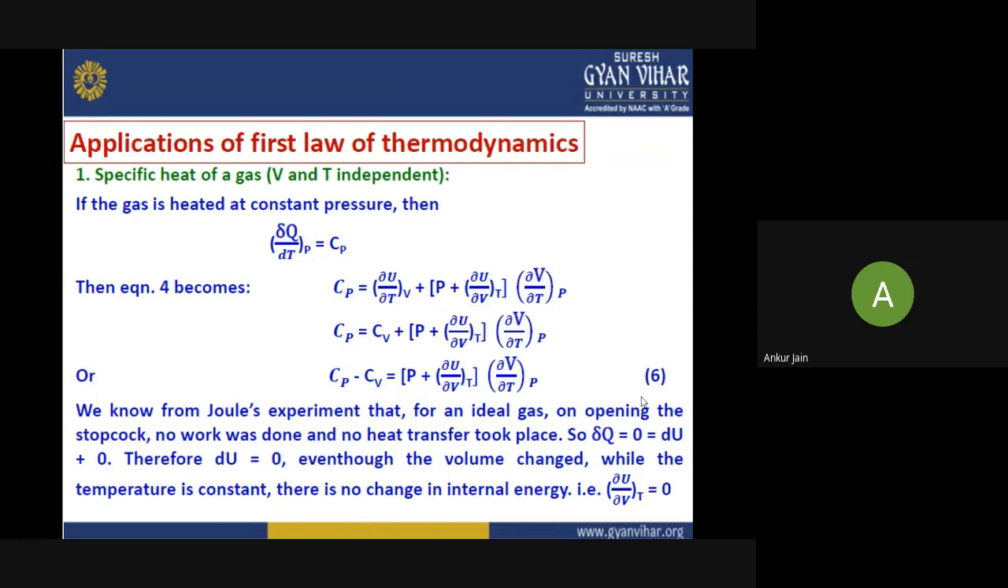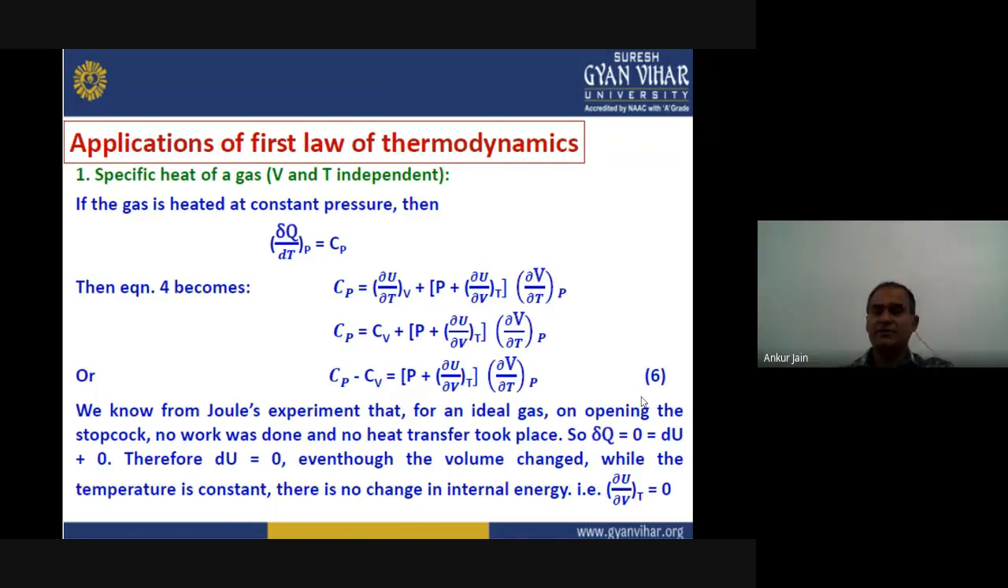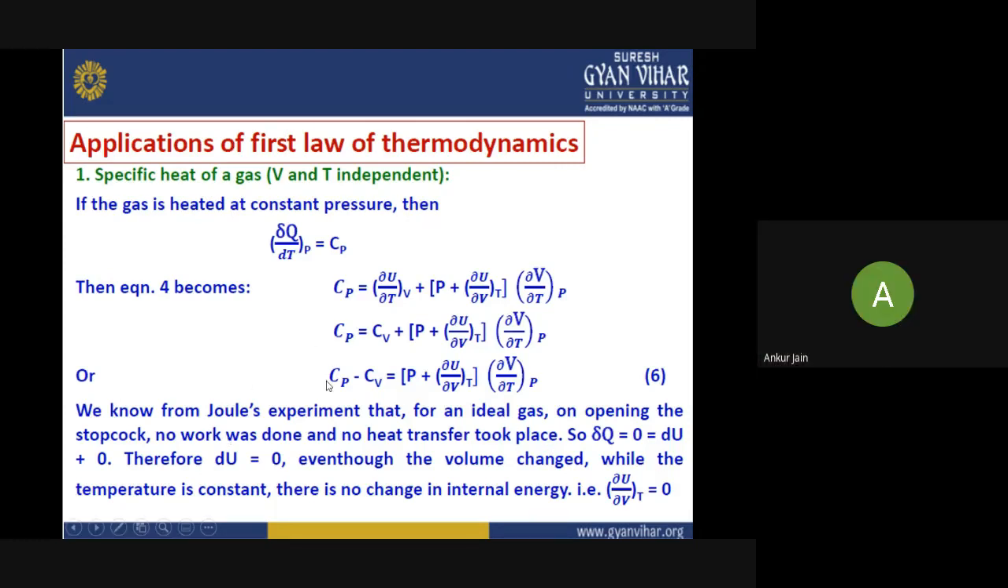Now we have to consider another experiment that is also a very famous experiment, although I have not discussed it until now. We will see this experiment in our future lectures. So we will consider the result from that experiment done by the scientist Joule, known as Joule's experiment. What it says is that for an ideal gas, while we open the stopcock, there is no work done, right? And at the same time, there is no heat transfer that took place. These two were the conclusions from this experiment.